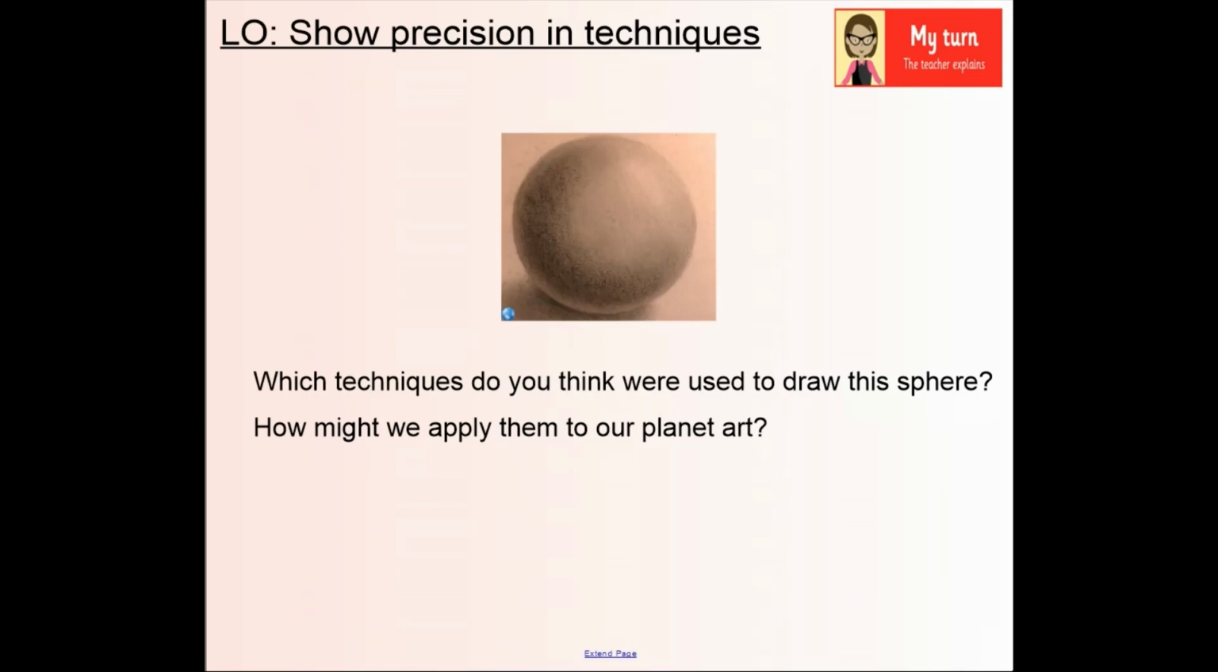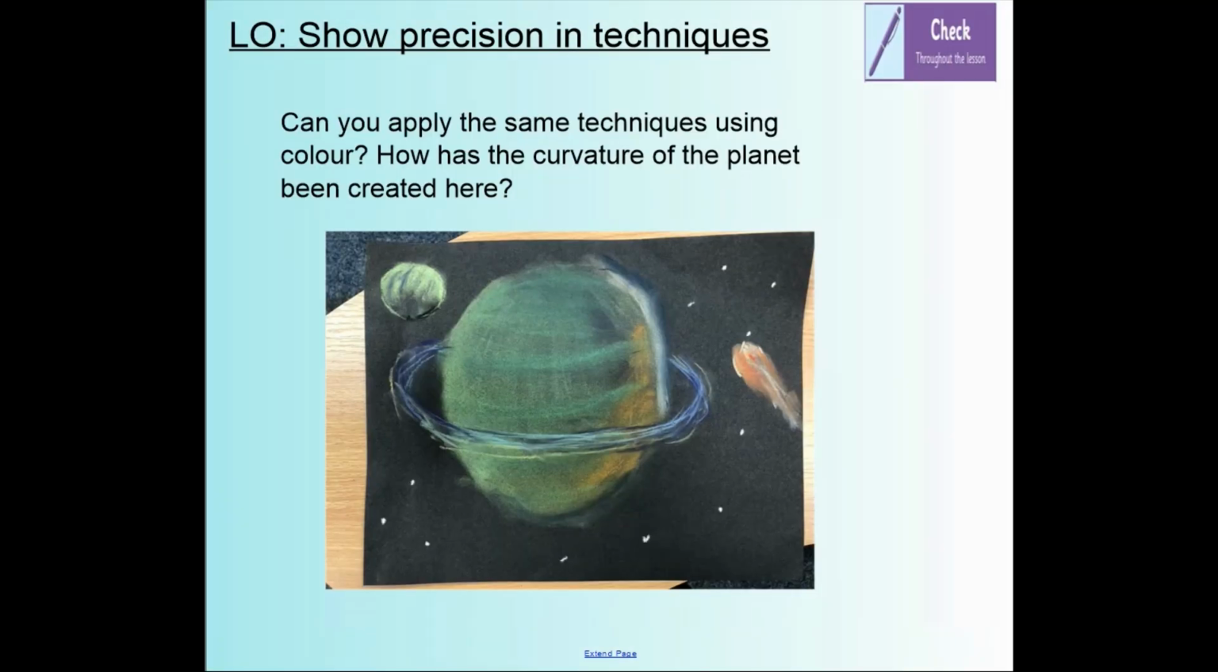Once you've drawn your planet and you have sketched it and you have used shading to show me light and dark, then what you might want to do is complete a similar sketch, but this time in colours. So I'm going to show you an example from last year. Here you are. Can you apply the same techniques using colour? How has the curvature of this planet been created? So if you think about the curves of the planet and perhaps the ring around the planet, how do you think the ring has supported that planet to look 3D?